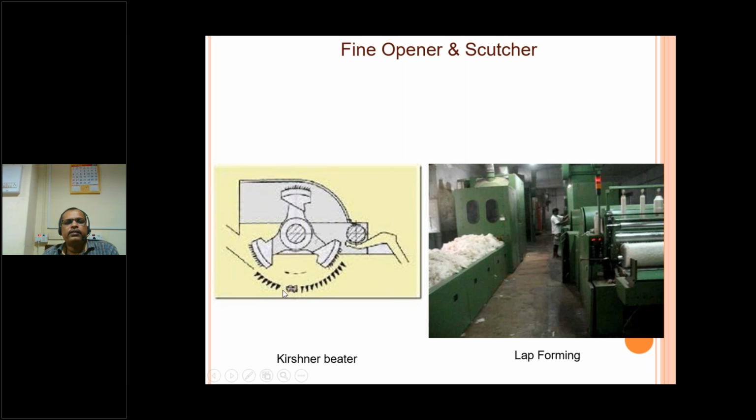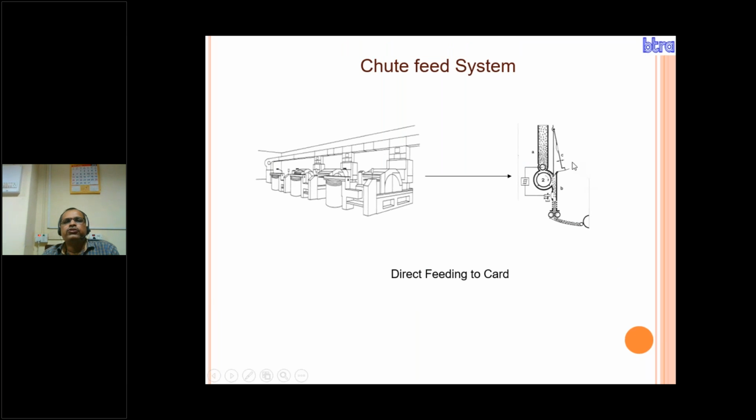This is a finer opener with a Kirschner beater, and this is a sculpture zone where the lap is forming. Lap is an intermediate product which will be fed to the carding. It is a conventional batch-wise process. Another is the tube feed system, where the small opened fibers are fed directly to the carding zone. That is direct feeding to the card, a further advancement to reduce energy.